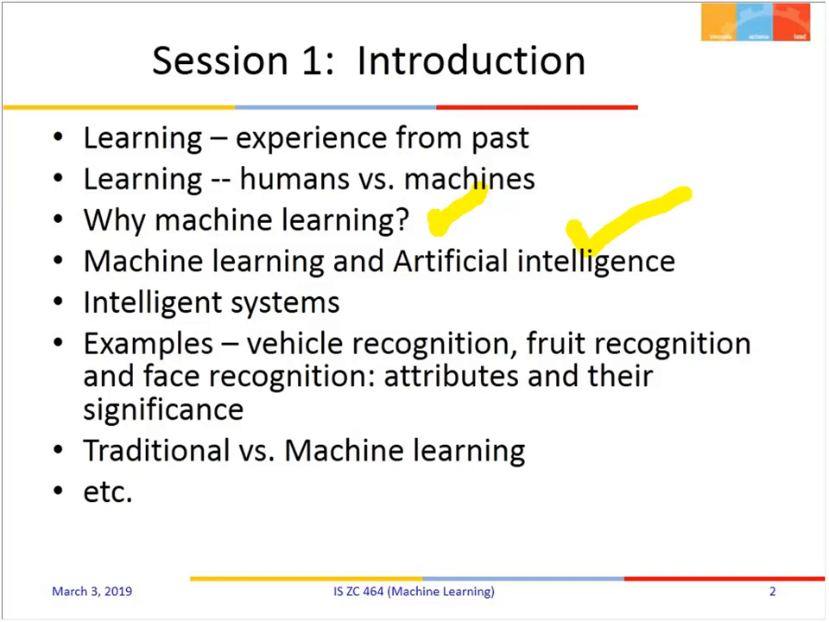We talked about intelligent systems and several existing intelligent systems in the very first lecture. We were discussing examples through vehicle recognition, fruit recognition, and face recognition kind of applications. We understood the attributes and their significance. Then we tried to understand the difference between the traditional algorithms and machine learning algorithms. Can you recall what this difference is?